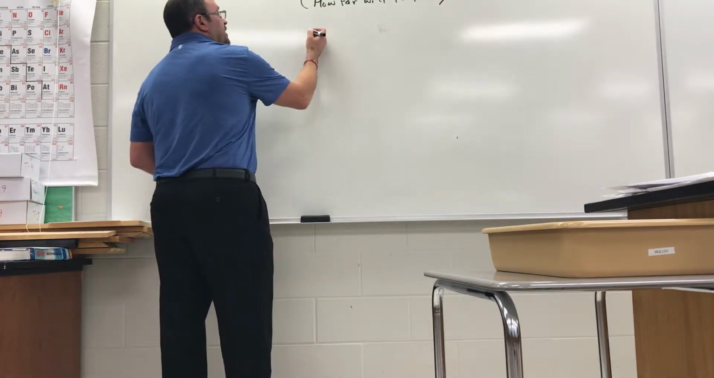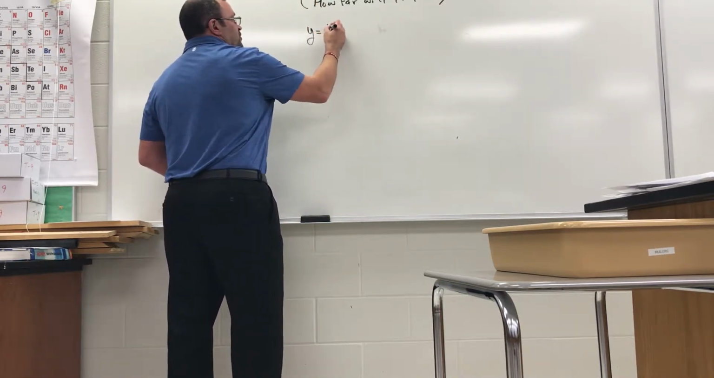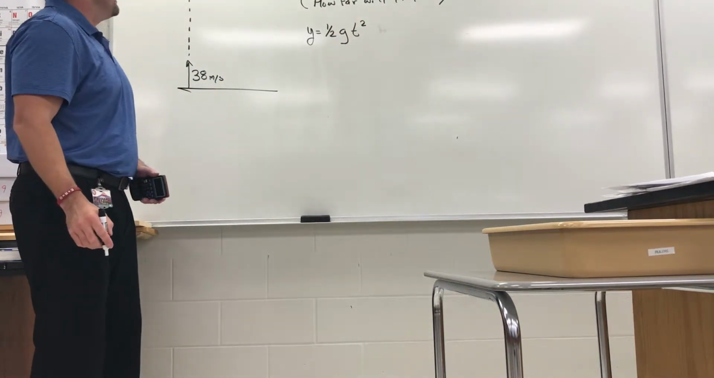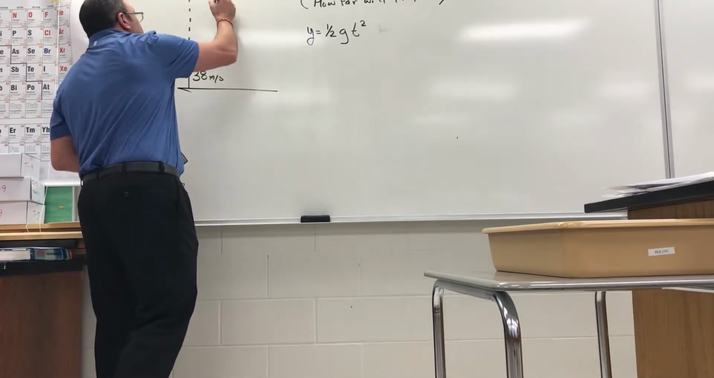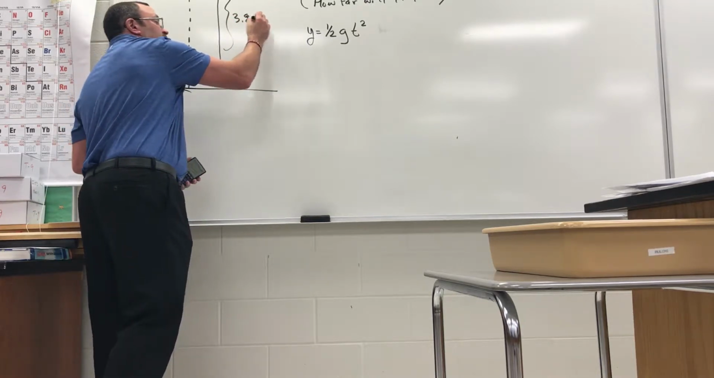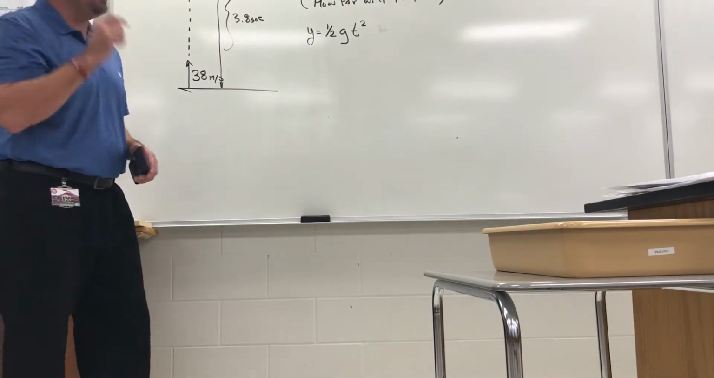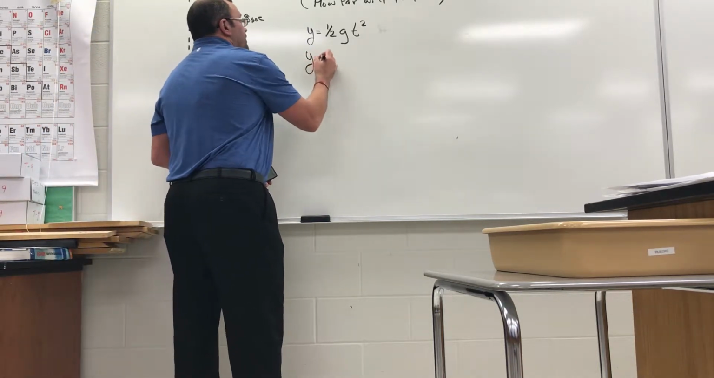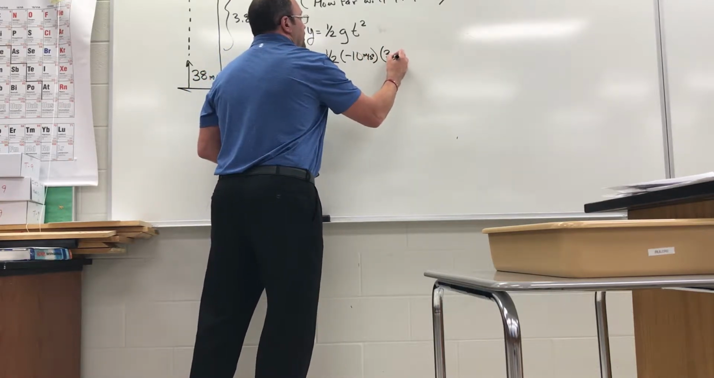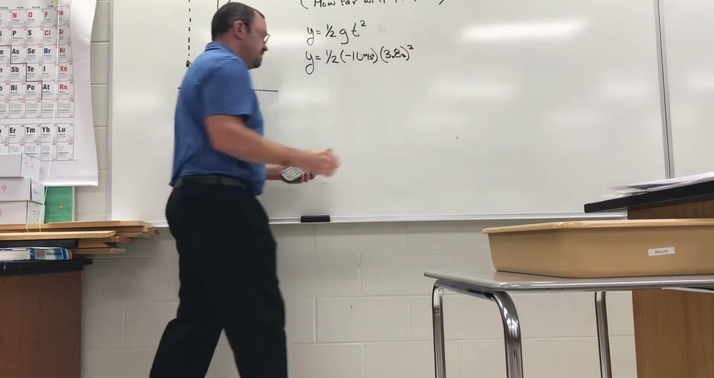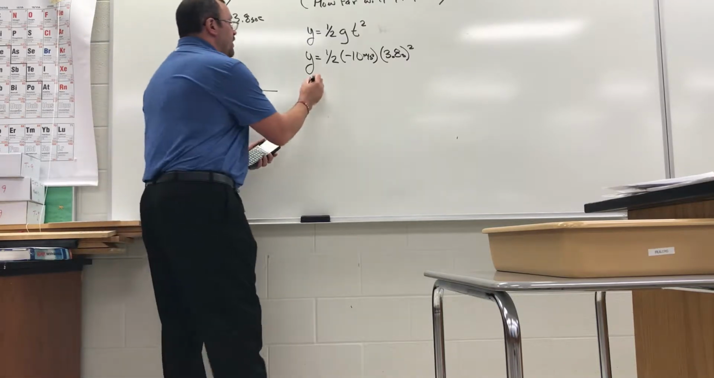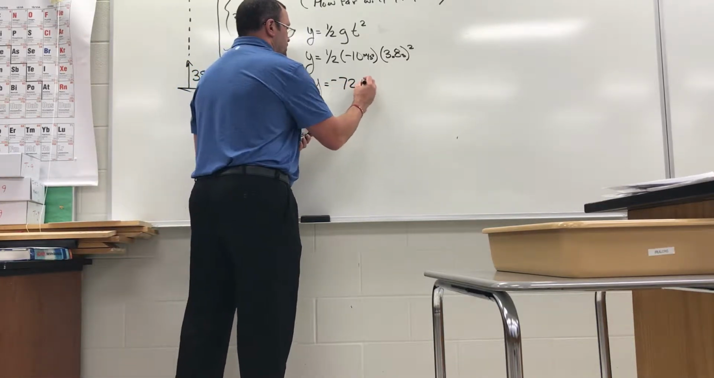And now I'm going to be using again my falling equation, y equals 1/2 gt squared. It's going to fall back down for an additional 3.8 seconds. 3.8 to go up, 3.8 to go down. Remember that, we've done that before. So my y here should equal 1/2 times -10 meters per second squared times 3.8 seconds squared. And I get y equals -72.2 meters.